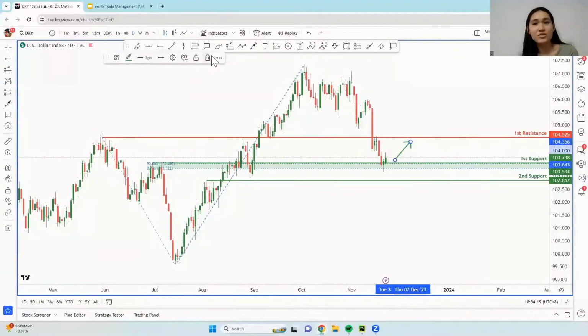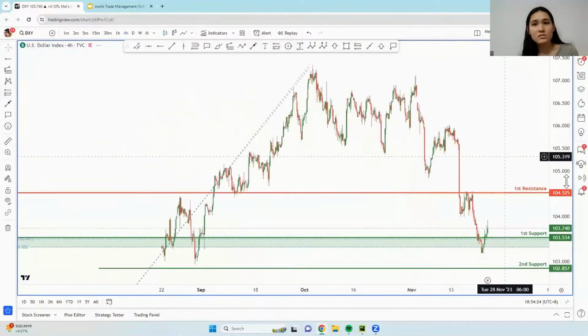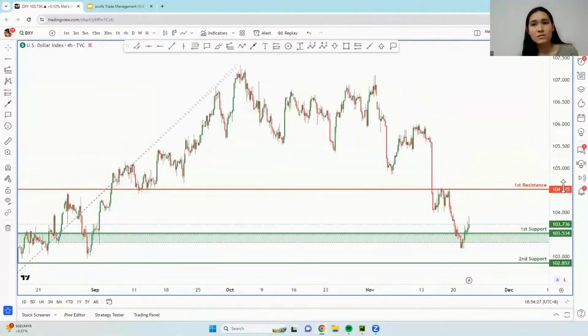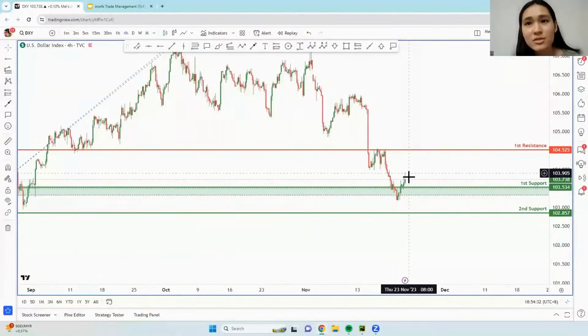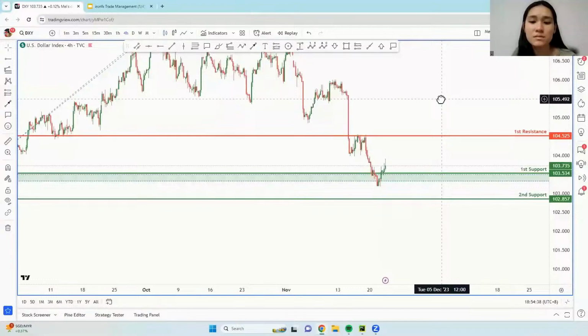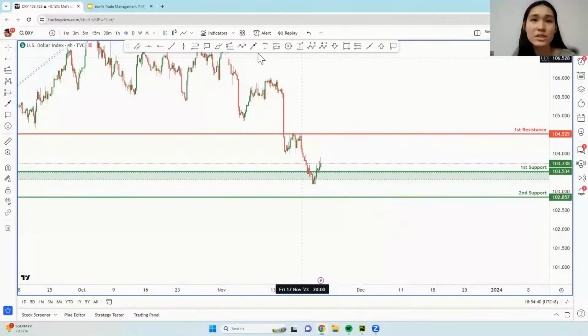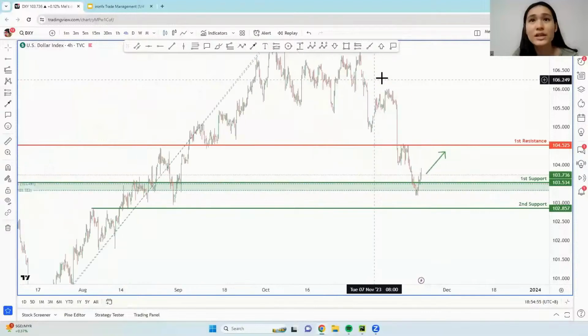Okay, let's take a look at this on our 4-hour time frame. Yeah, so on our 4-hour time frame, we definitely see prices kind of reacting off of our first support as well. So yeah, we can definitely still expect prices to continue to increase towards our first resistance. I think after our first resistance though, we'll probably see prices continue to drop after that.